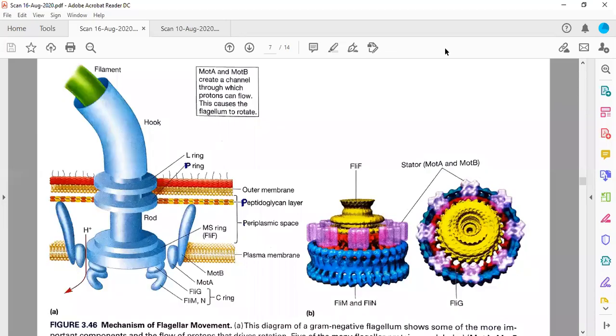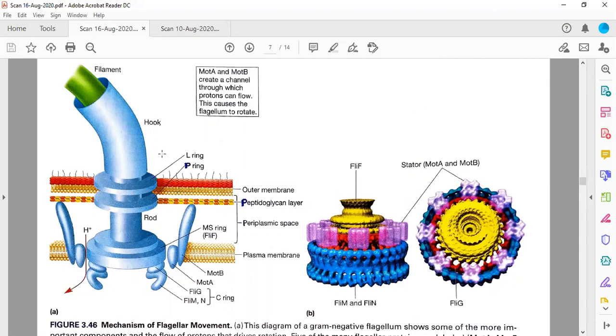So there are differences between the eukaryotic flagella and prokaryotic flagella. In this class, we will cover the prokaryotic flagella. And since we are discussing bacterial flagella, we need to differentiate what the major differences are between gram-positive bacteria and gram-negative bacteria in terms of flagella.